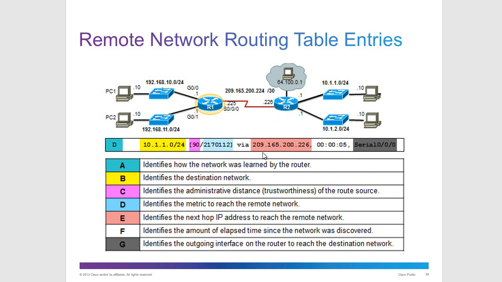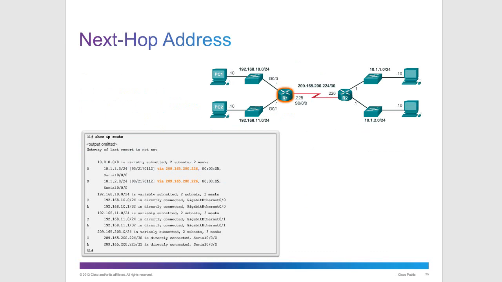Okay, so the highlighted ones are really the ones you're going to pay attention to. You've got the amount of time elapsed since the network was discovered, and just the via field there, which is just how you learned it. So there is that. Taking a look at another route table, next hop address again is just the next hop along your path. So if we're in this R1 router, our next hop to get to the 10.1.1.0 network is R2, or 209.265.200.226 is what we got there.